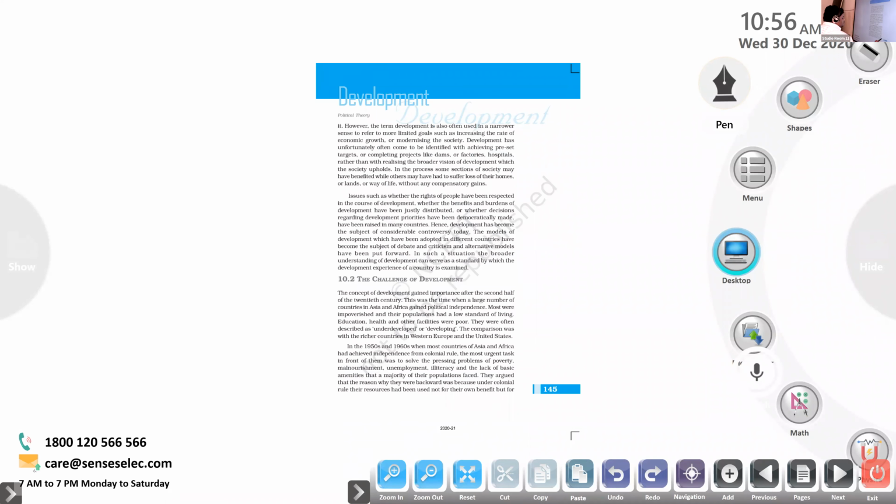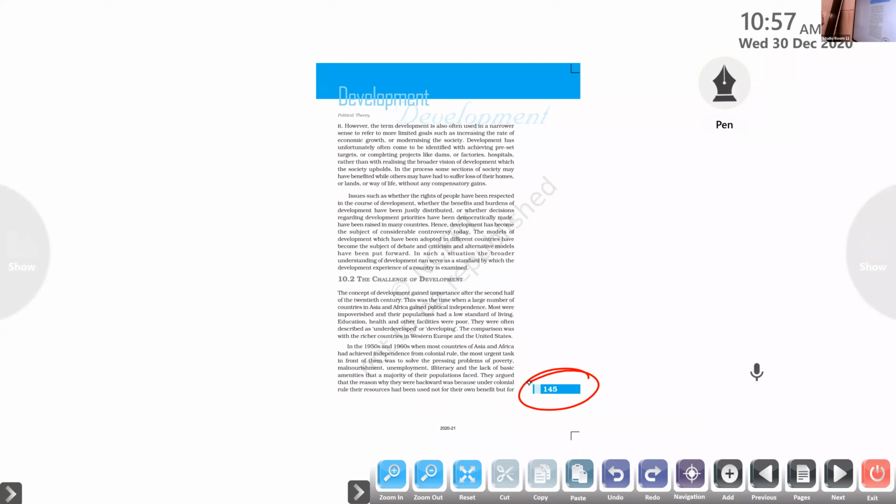Page number 145, second paragraph. Issues such as whether the rights of people have been respected in the course of development. First question: it is the responsibility of the government to respect the rights of the people, and it should not create any problem or trespass the rights of the people. First of all, whether the benefits and burdens of development have been justly distributed. Just distribution of the benefits of this program or the burdens of this program.